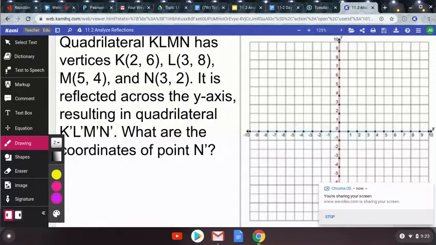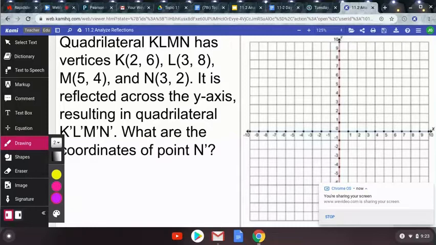KLMN has vertices K at (2, 6), L at (3, 8), M at (5, 4), and N at (3, 2). It's reflected across the y-axis, resulting in the quadrilateral K prime, L prime, M prime, N prime. What are the coordinates of N prime?